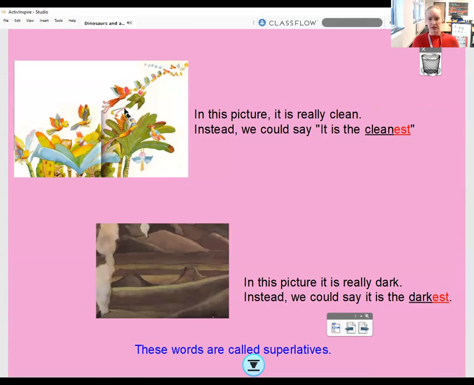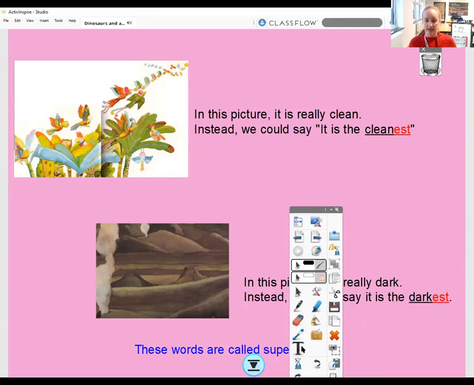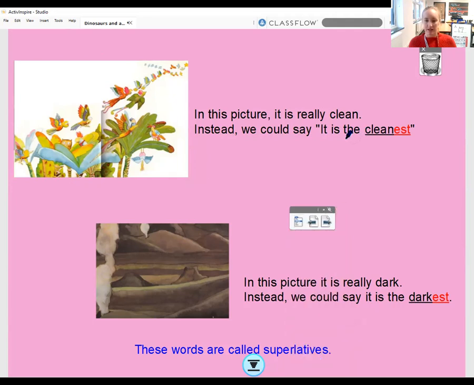So let me have a look at this picture and I'll explain what I mean. So here in this picture, it is really clean. Okay, so it's very, very clean. But instead of saying it is really clean, I'm going to use the superlative, it is the cleanest. Okay, so instead of saying really clean, I'm going to say it is the cleanest. And here, look, I've added est onto the end. So I've added the suffix est onto the end of my adjective to create the superlative.